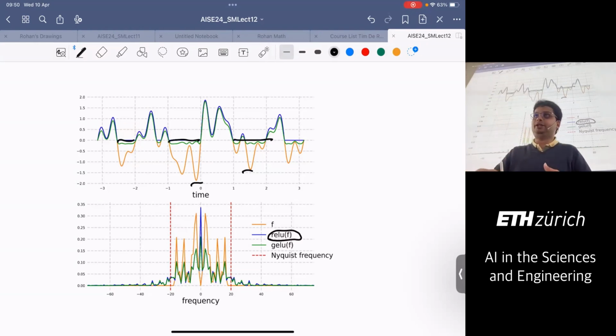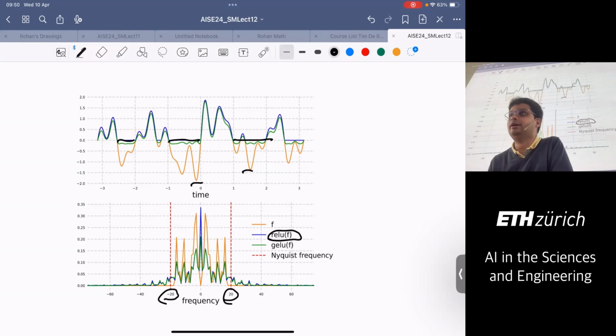Now in frequency space, the same function. These are the frequencies. As you can see, my original function had 20 frequencies. My original function remained within the frequency bands, but as soon as I apply ReLU, I have this leakage.